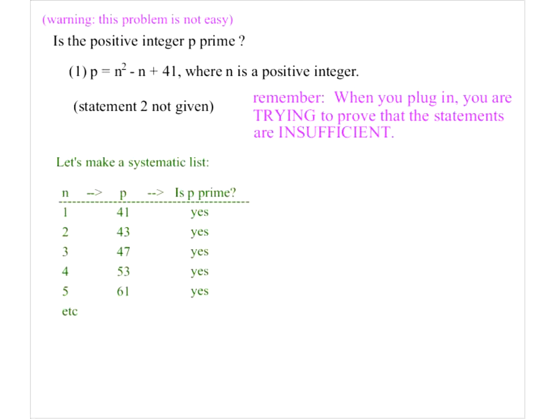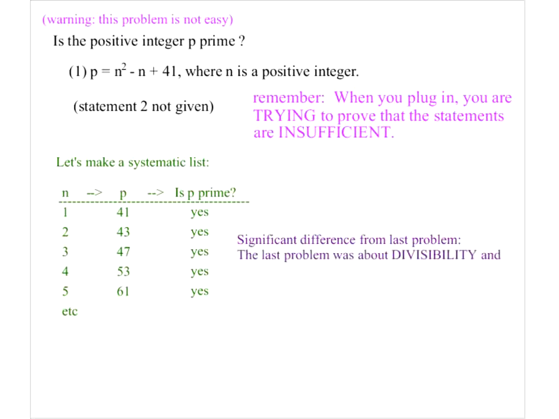At this point, you might be tempted to throw in the towel. Okay, but there's a difference. There's a very significant difference from last time, and that is that primes don't follow patterns. Okay, the last problem was about divisibility and remainders. Those were pattern-based. So you know you can trust the pattern.